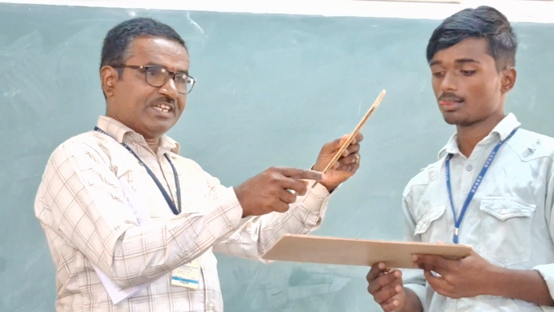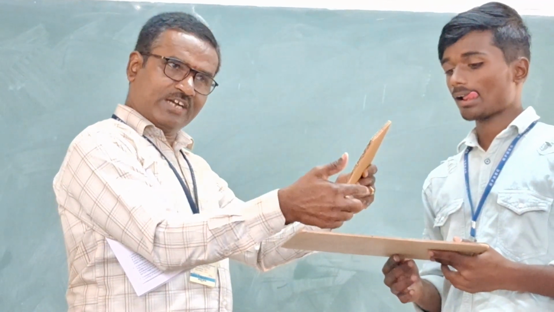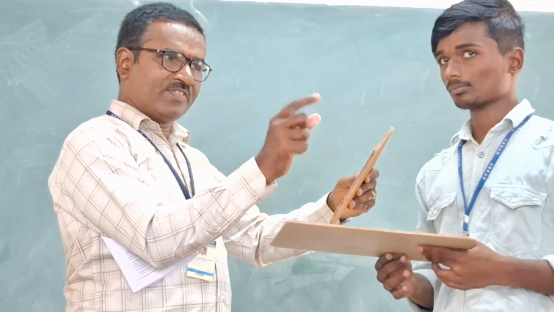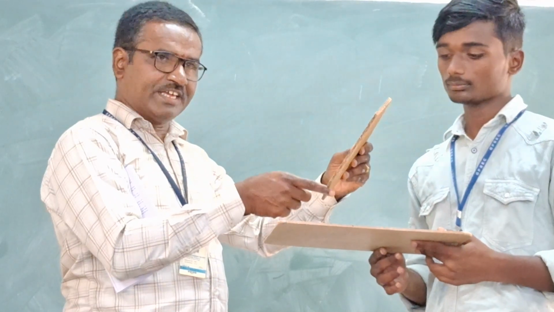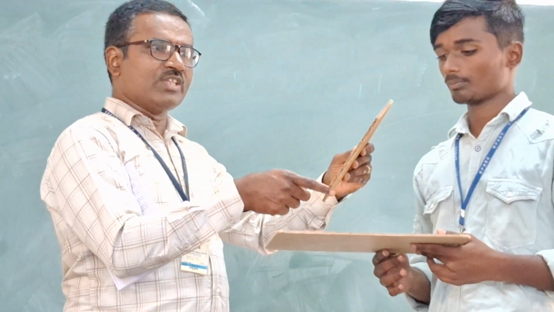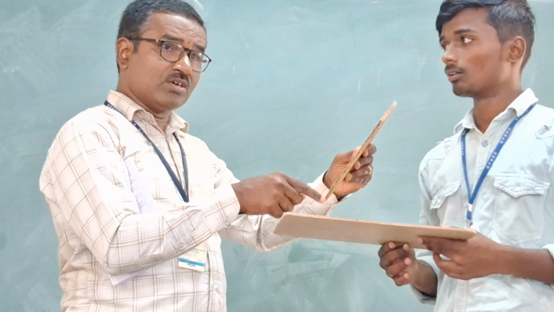Which side is parallel to HP? The surface is inclined to the HP, what is the angle? 30 degrees to HP. Then one of its sides is parallel to the HP, and also the side is 60 degrees inclined to the VP. So this is the position.